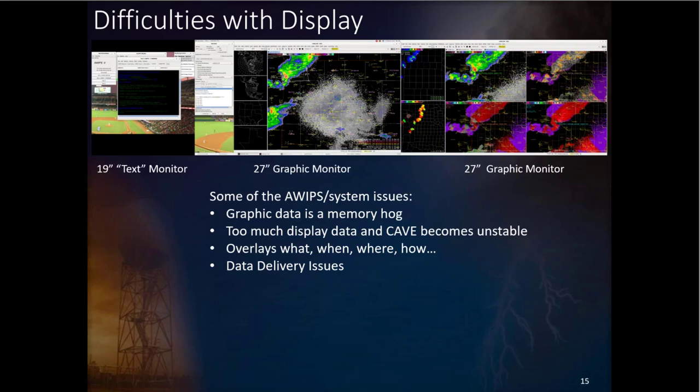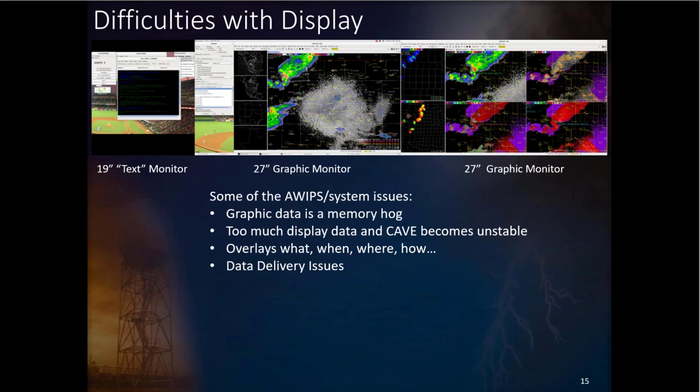For those that aren't familiar with AWIPS, this is just a graphic to give you an idea of the screen real estate that we have at any given time. We have two graphics monitors and the 19-inch text monitor, which really isn't designed for graphics handling. And with that initial display, we started running into the issues that we've all had with any of the GOES-16 series data, is that graphic data is a memory hog. CAVE, if you start overlaying too many things, starts to slow down, and it can become unstable. We had to deal with questions of, okay, what do we overlay, how, when, where? And it's not as bad now, but there are still data delivery issues.